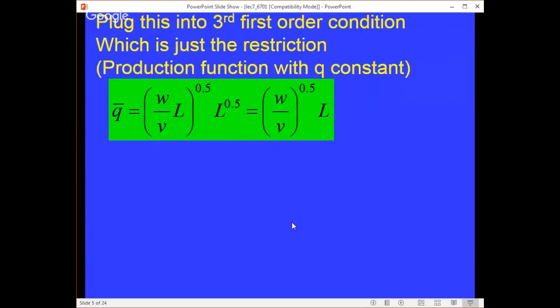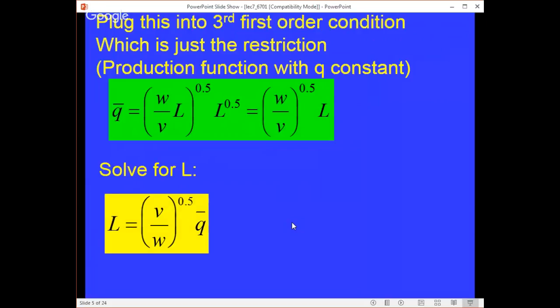So we get Q is equal to W over V to the 0.5 times L. Everybody's there? And now I just want to solve for L. So I get L is V over W to the 0.5 times Q. So we got L in terms of non-random variables. Everything there is fixed.